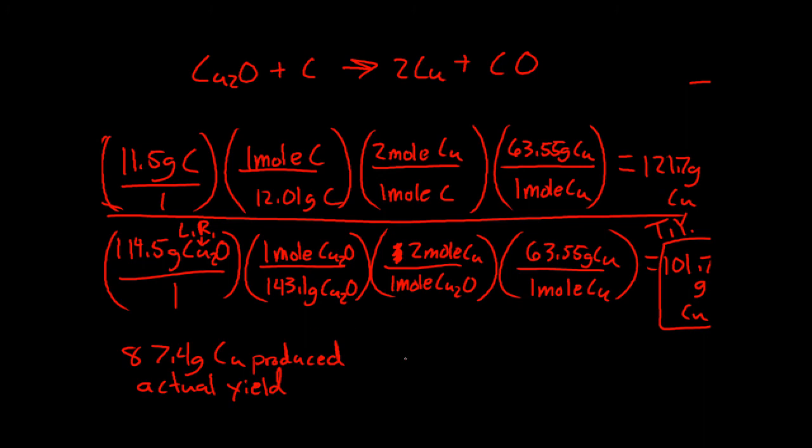So then the last bit, the percent yield, is going to be equal to the actual yield, which we were told was 87.4 grams, divided by the theoretical yield, which we just calculated as 101.7 grams, times 100%. So if I do that math, let's see here. That is 85.9%.